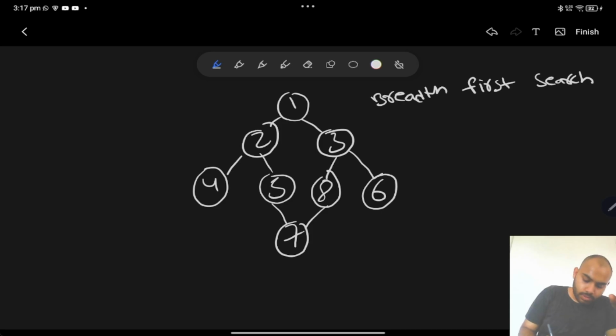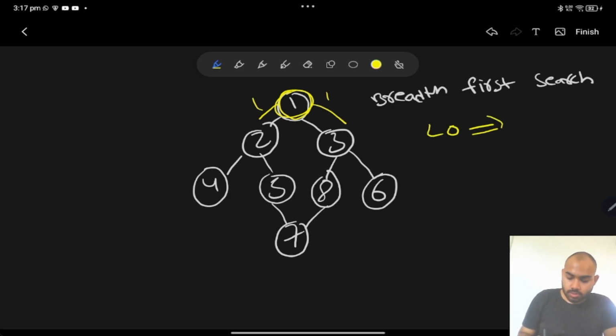Let's take for example, let's suppose our starting node is node 1. The distance from this node 1 to these nodes 2 and 3 is 1. And at what distance is node 1? It is at distance 0. What are the nodes at distance 1? That is 2 and 3.